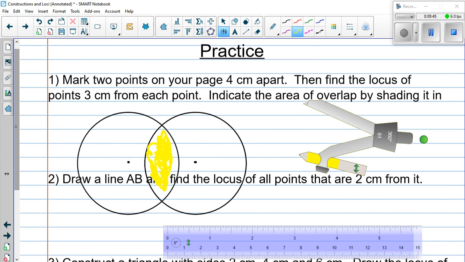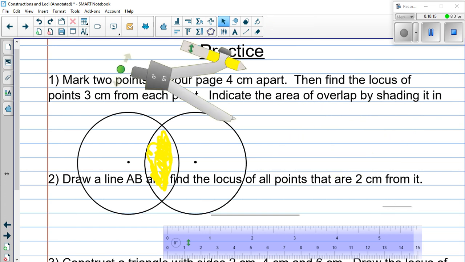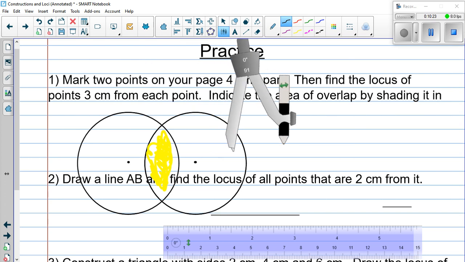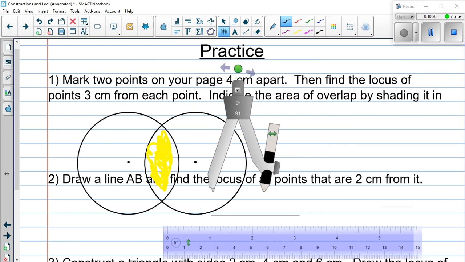So draw a line AB and find the locus of all points that are 2 centimeters from it. So that's like our example before. So we're just drawing a line. So depending how long your line is, it could change the size, what if it looks like a sausage, or it could just look almost like an ellipse. But here now we're just taking our compass. So take your compass, put it on the line, and then measure out your 3 centimeters. So we can put it on our endpoints and check.